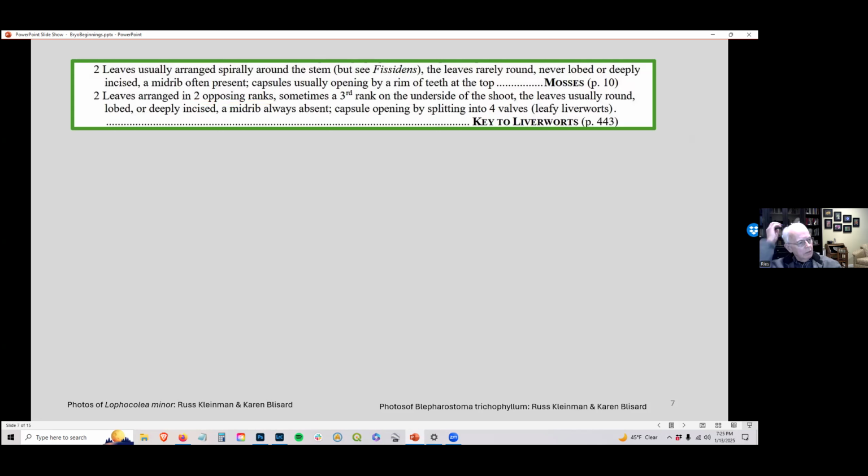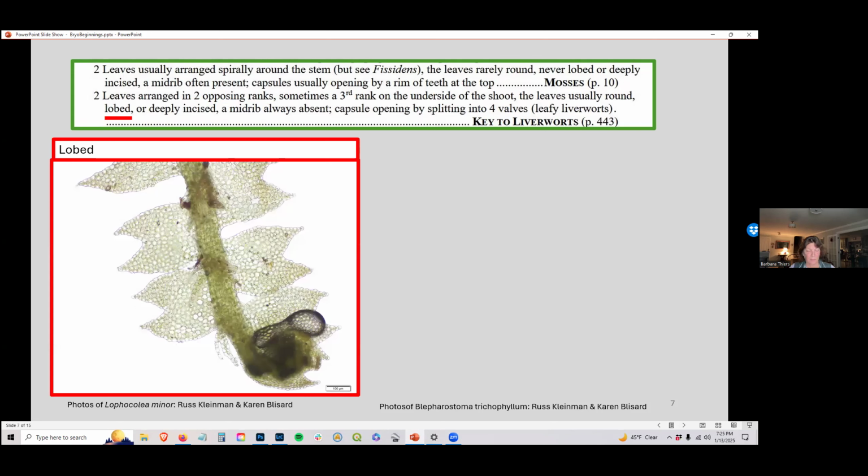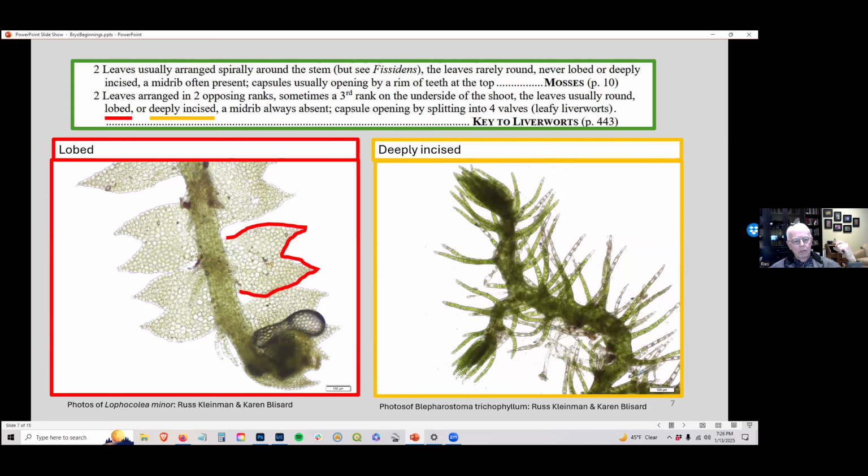Then in the second lead here, number two, leaves arranged in two opposing ranks, third rank. We still had a little bit of stuff undiscussed. What do lobes mean? Again, the same picture. There's one leaf, two lobes: a single leaf with two lobes. Deeply incised, what does that mean? These leaves are so deeply incised, they all look like a bunch of filaments.